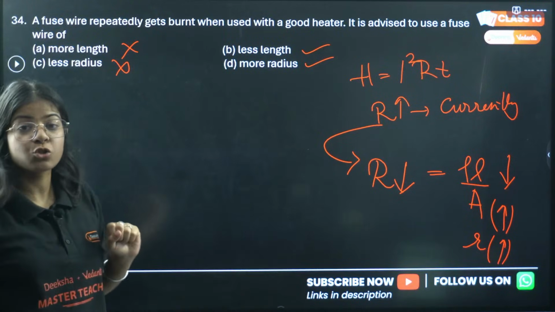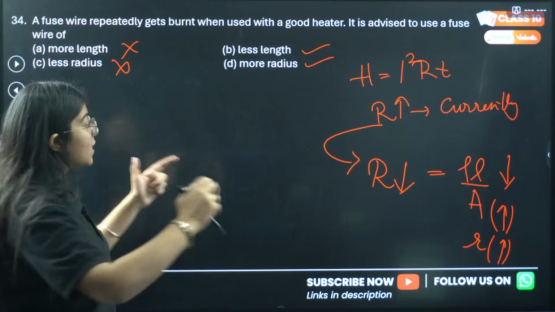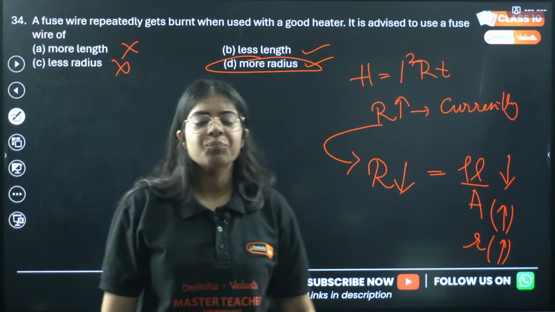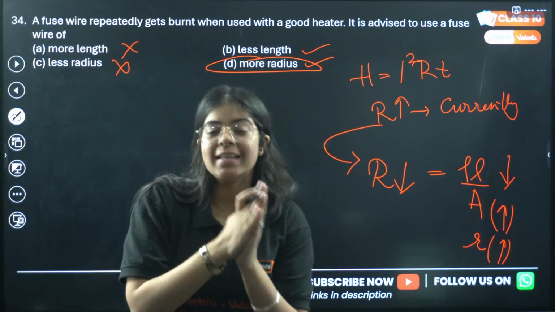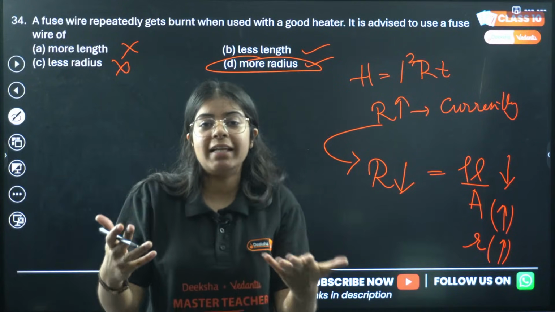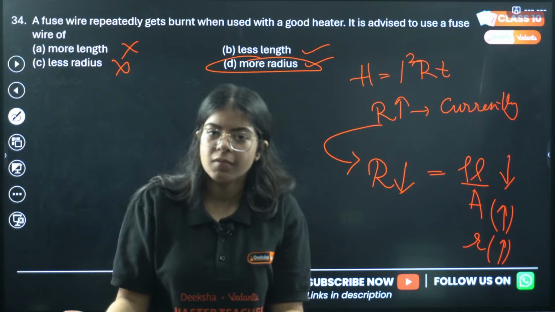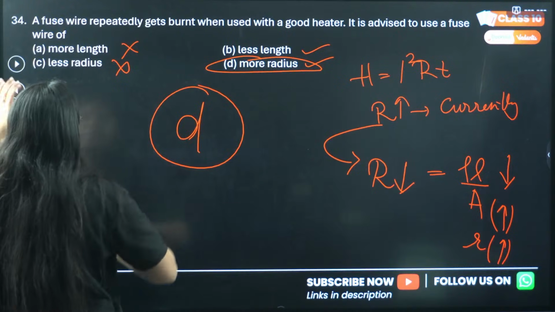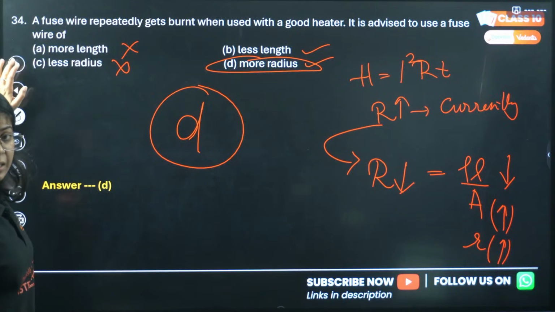Now, out of these two, which is the answer? The answer is actually more radius. Why not less length? Because if my fuse has less length, it will again get burnt very quickly, which we do not want, correct? So less length is not the answer, more radius. D is the correct answer, okay?